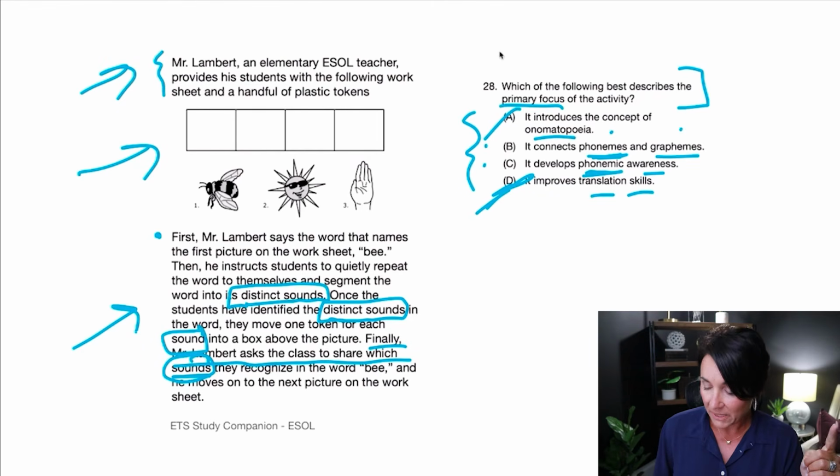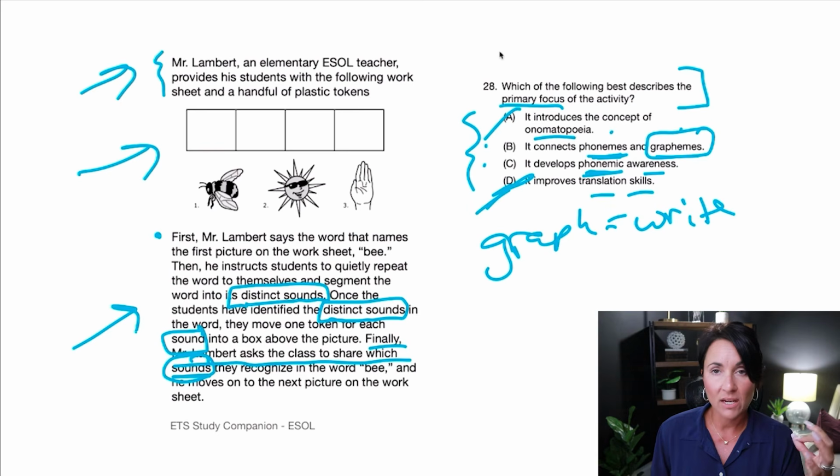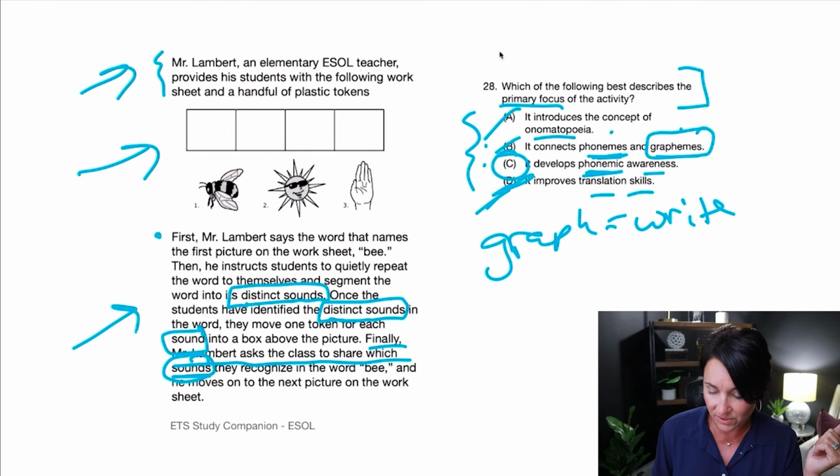So what do we have here? Well, we definitely have phonemes. So D is out and I'm down to B and C. Well, B has graphemes. Well, graph equals write. Is there any writing going on or any written words here? No, they just have the picture and they have the sounds. So in this case, I can eliminate B and go with C.